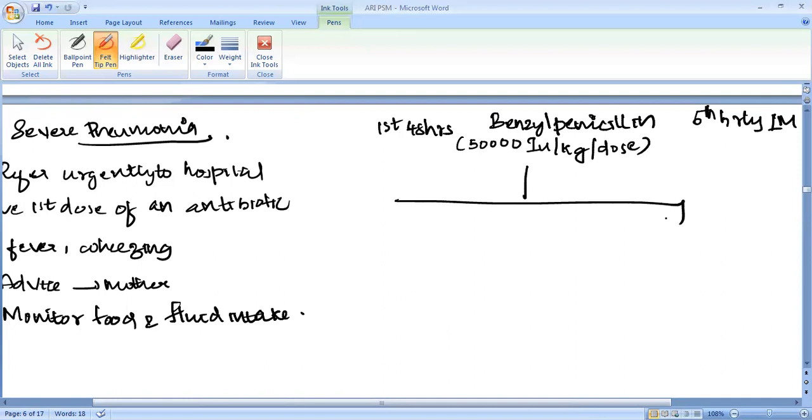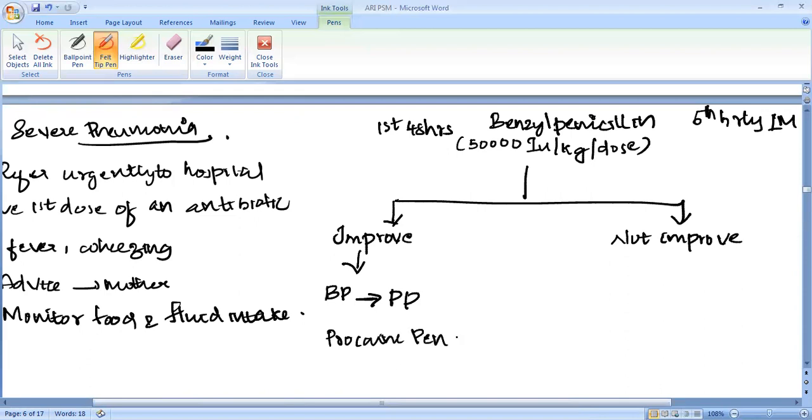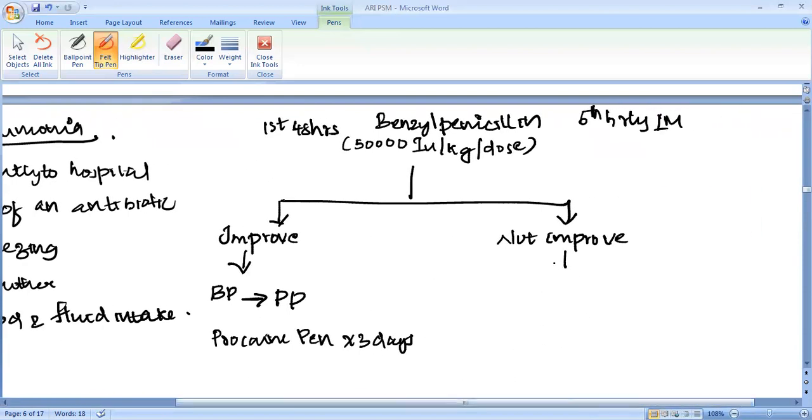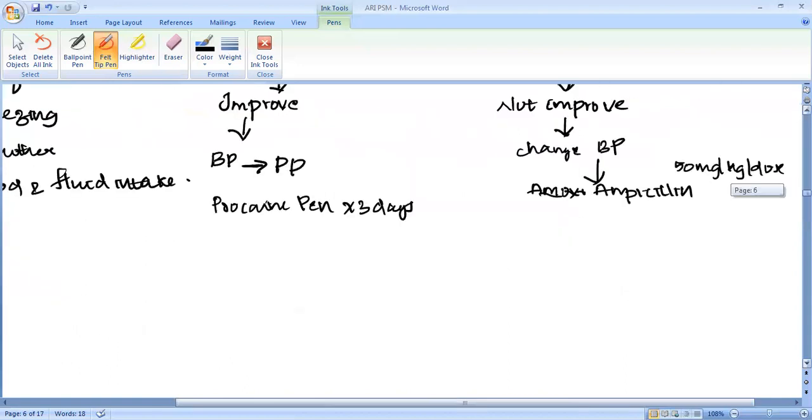If we give benzyl penicillin, either the condition improves or it does not improve. If it is improving, we change the benzyl penicillin to procaine penicillin, which should be given for a duration of 3 days. But if the condition is not improving, we change it to ampicillin. The usual dose of ampicillin is 50 milligrams per kilogram per dose.